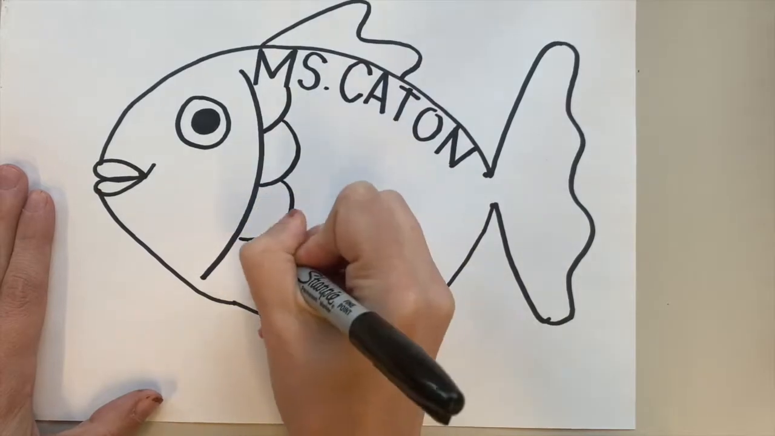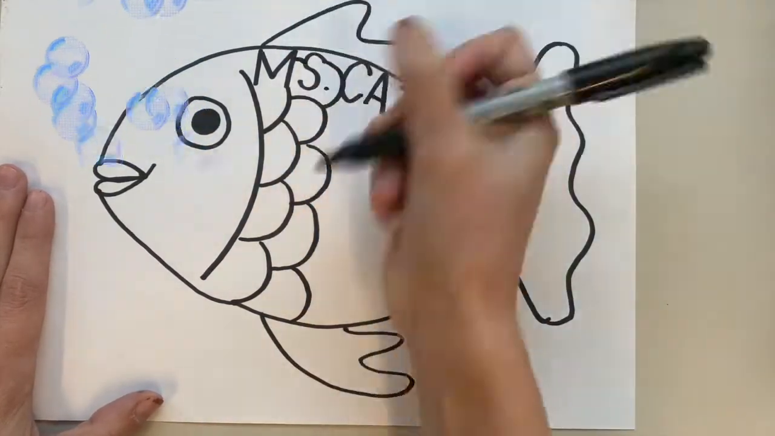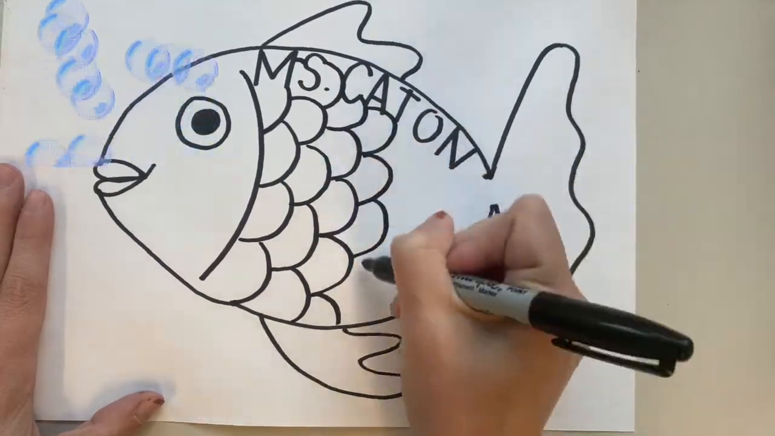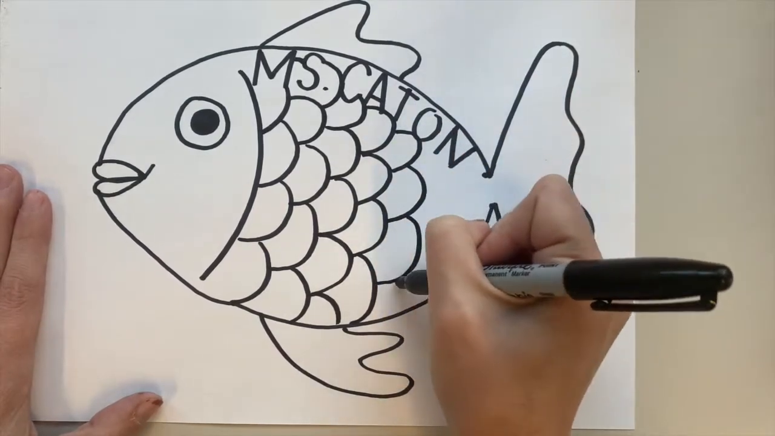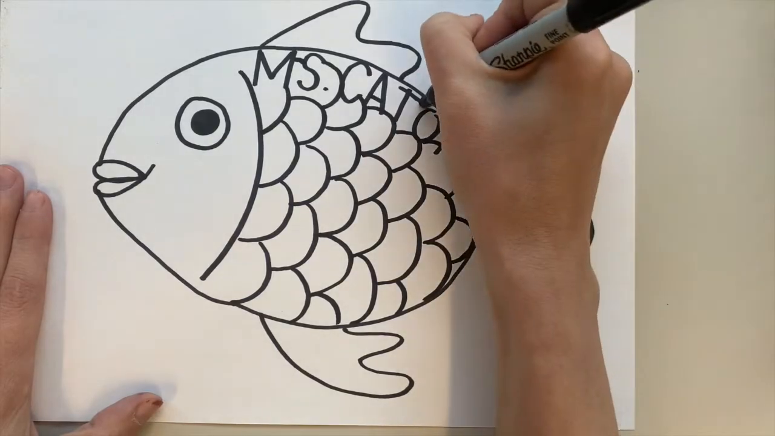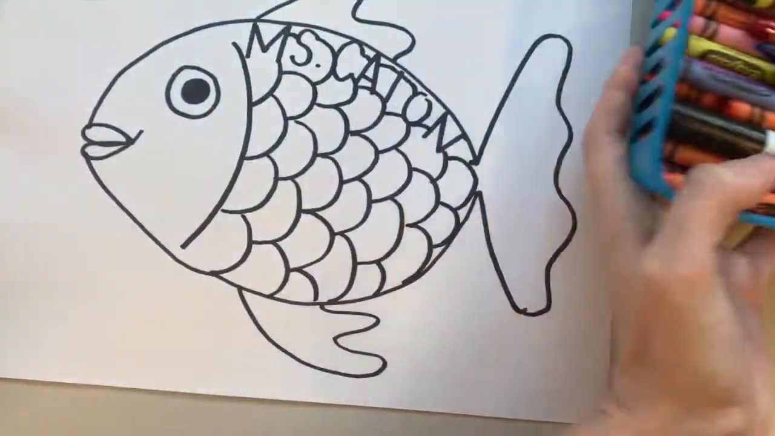Now, I'm going a little bit fast through this part, but I'm just adding the fish scales. They're kind of like a backwards letter C, or if you turn it sideways, it looks like the letter U. And I'm just going through and connecting those. I'm kind of connecting them through my name too to blend them in.